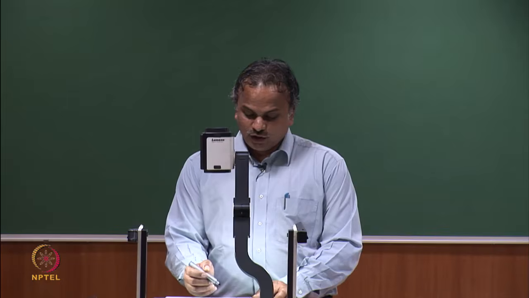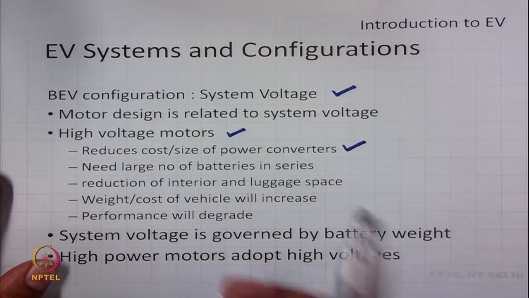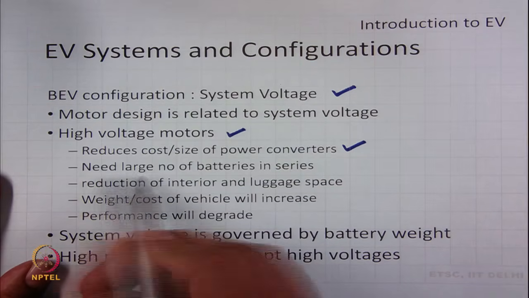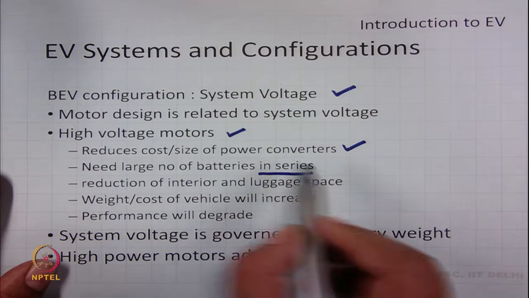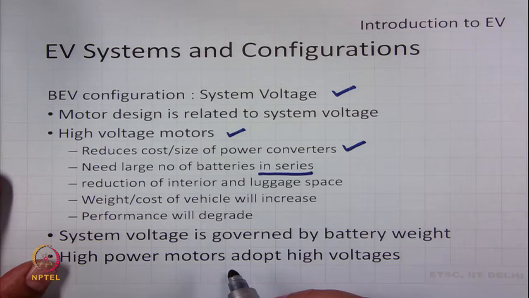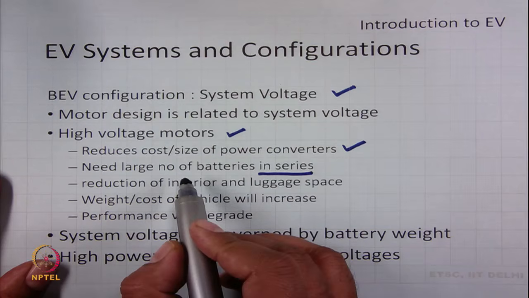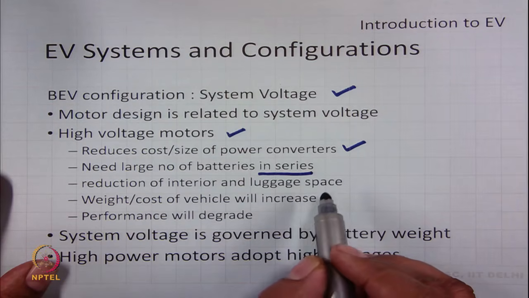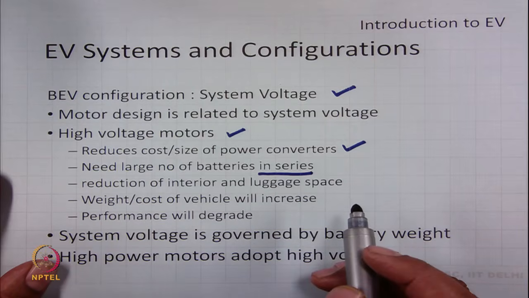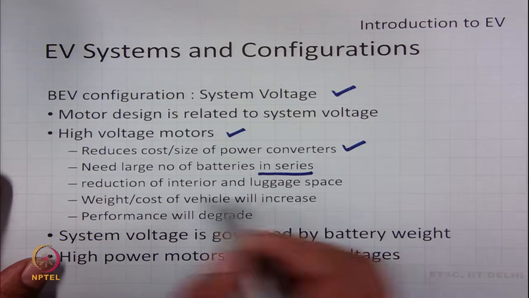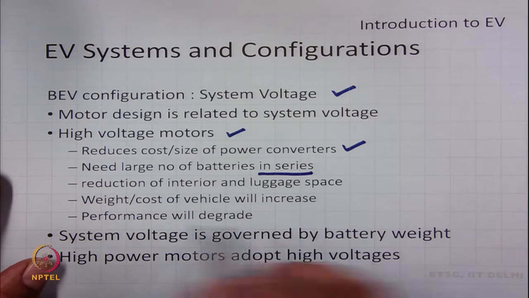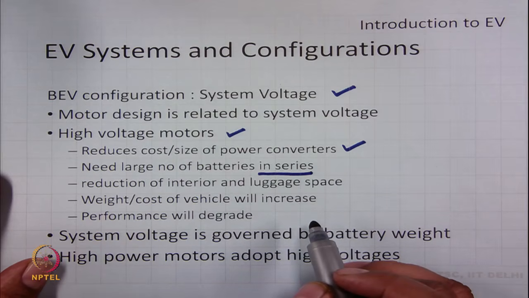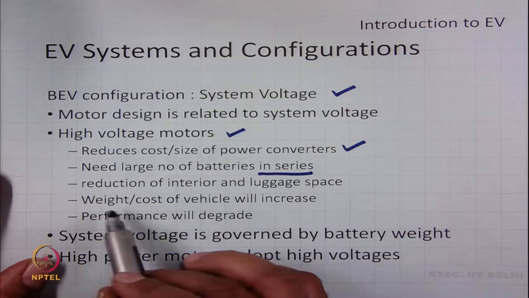But when you use a high voltage motor, you should have a high voltage DC link or high voltage of the battery bank. So, we need a large number of batteries in series to obtain this high voltage. If you use a large number of such battery cells, it requires a lot of space. So, there will be a reduction in user space, because it will occupy most of the luggage space and the interior space. Also, the weight and cost of the vehicle will increase because of the battery cost involved. Performance will degrade because of the weight.